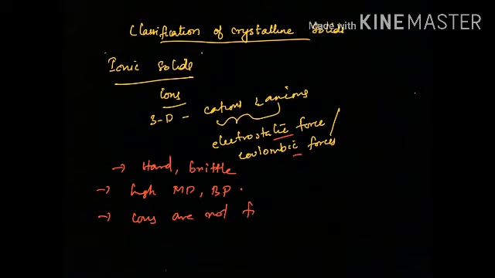Ions are not free to move. So what will happen over here? If the ions are not moving, they cannot conduct electricity also. So they are insulators, because the ions are not free to move.